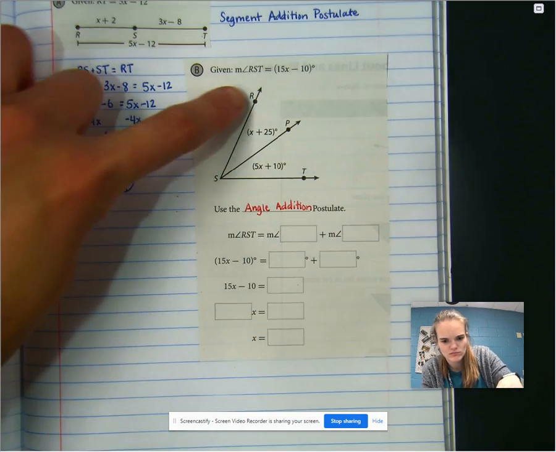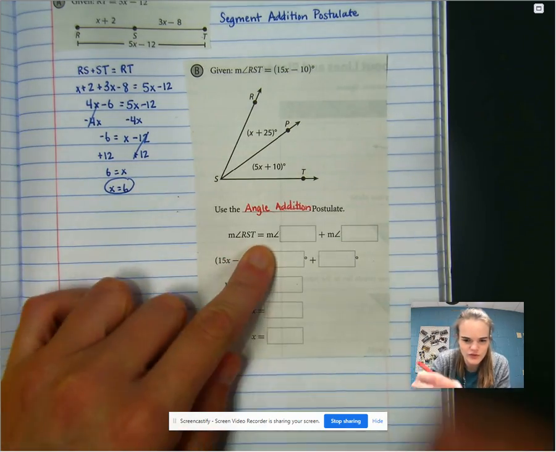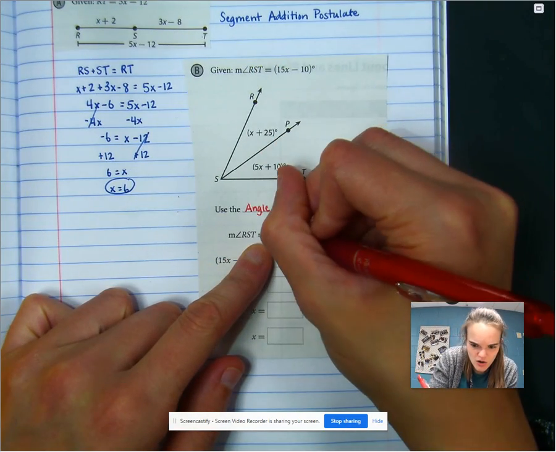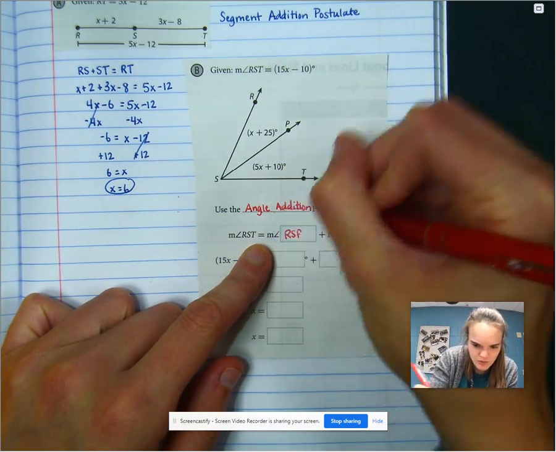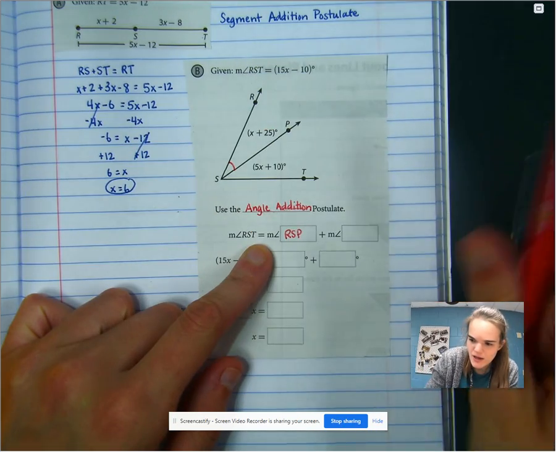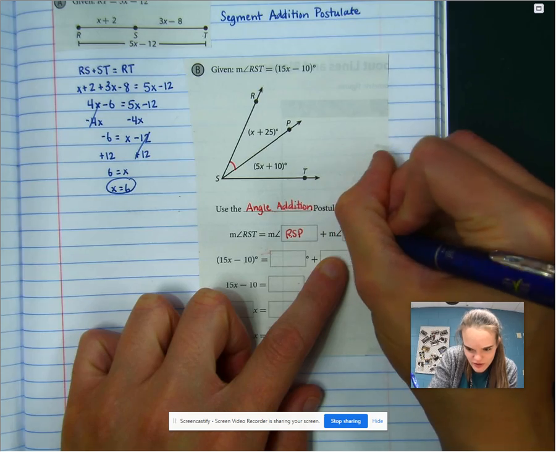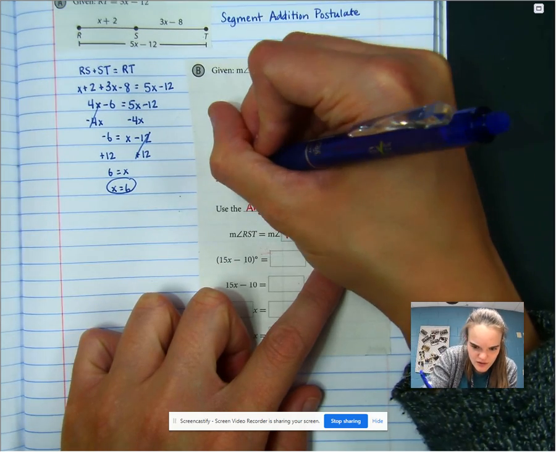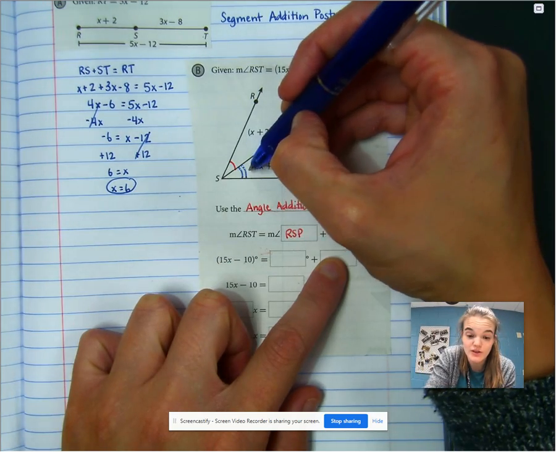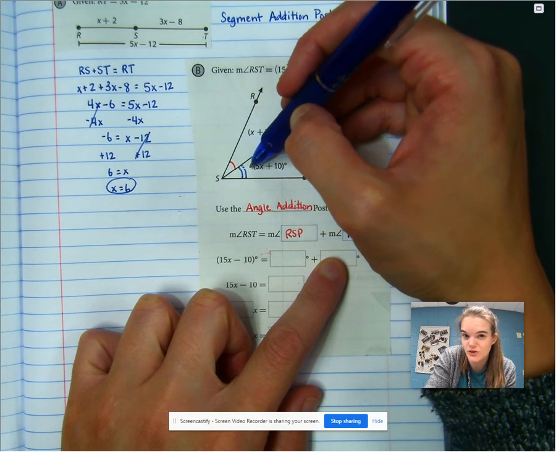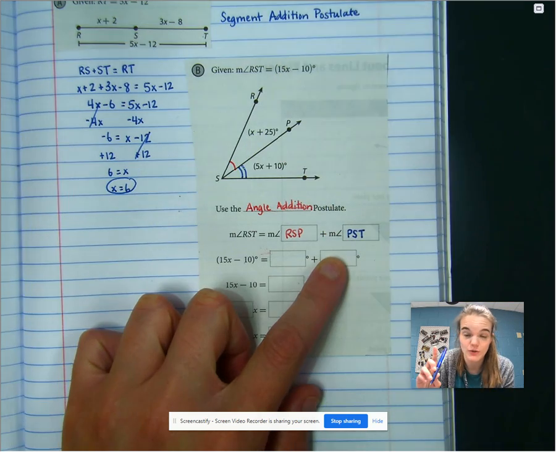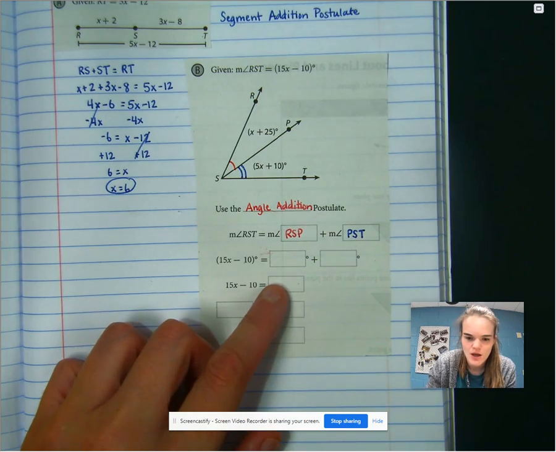RST equals the small pieces, RSP, which is right here, and PST, which is right here. By the way, I put 2 marks here because if you put the same mark, it means they're congruent, and we don't know that. Congruent meaning the same. We don't know.